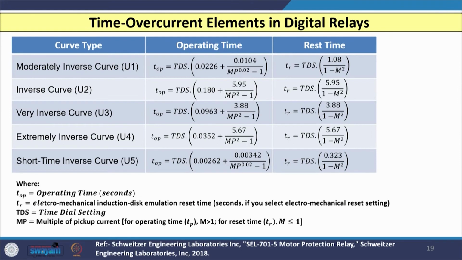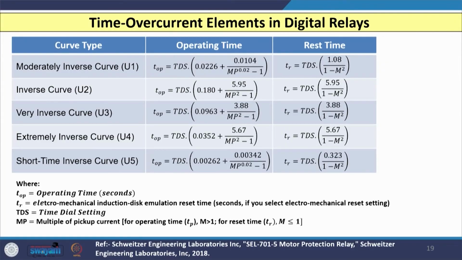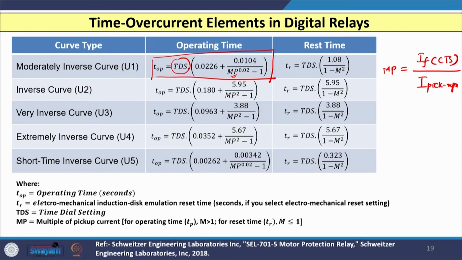So, let us see, if I wish to achieve this curve or this characteristic, then what are the different equations we can use in digital relays. If I use the moderately inverse curve, then to calculate the time of operation of the relay, this equation is used. In this equation, TDS indicates time dial setting, whereas MP indicates multiple of pickup current, which is nothing but the ratio of fault current referred to CT secondary divided by the pickup current of the relay, or the pickup setting of the relay.